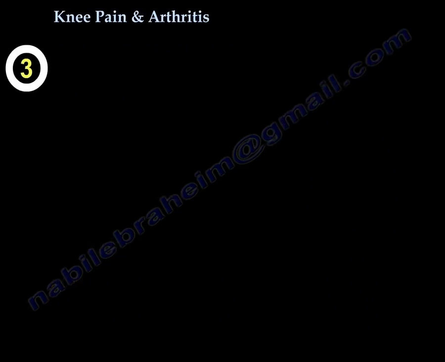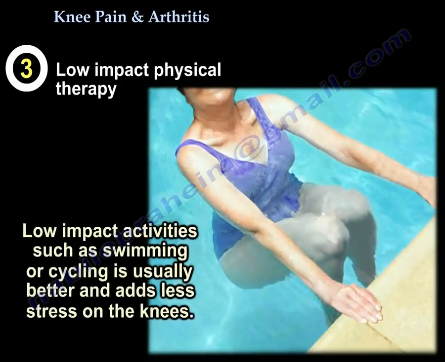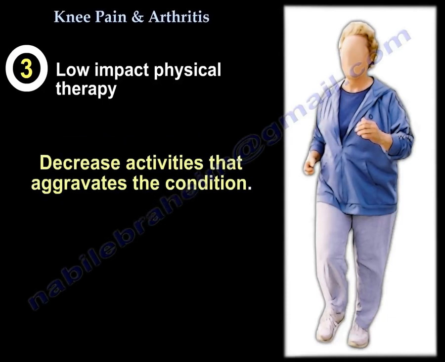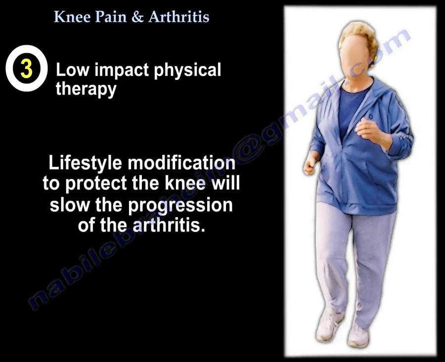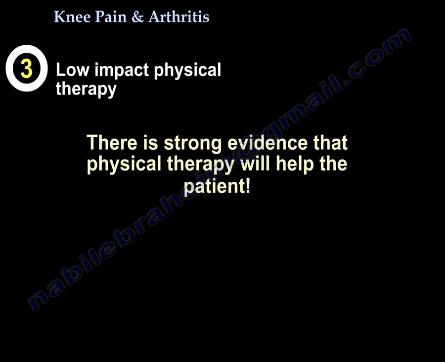Then the third core item is physiotherapy, low impact physiotherapy. A low impact activity like swimming or cycling is usually better and it will add less stress on the knees. While jogging and running and tennis is a high impact activity, it will put more stress on your knees. You will decrease activity that aggravate the condition. Lifestyle modification to protect the knee with slowing the progress of arthritis. There is strong evidence that physiotherapy helps the patient.